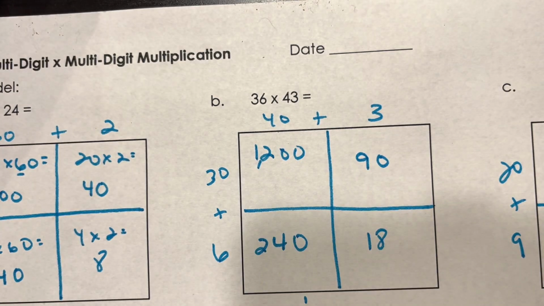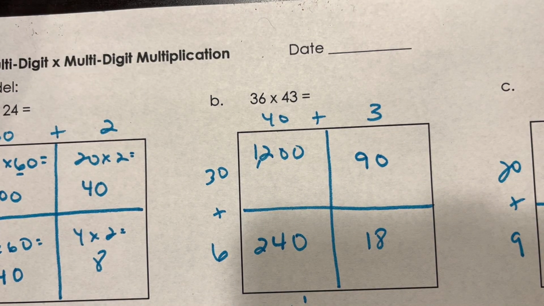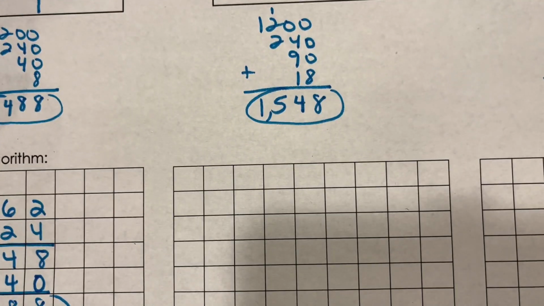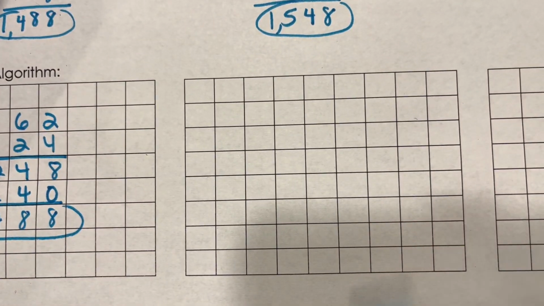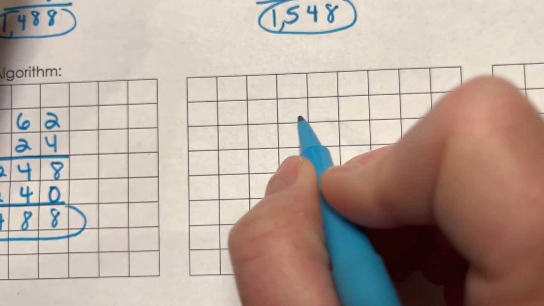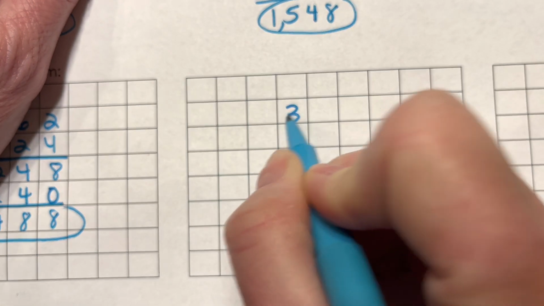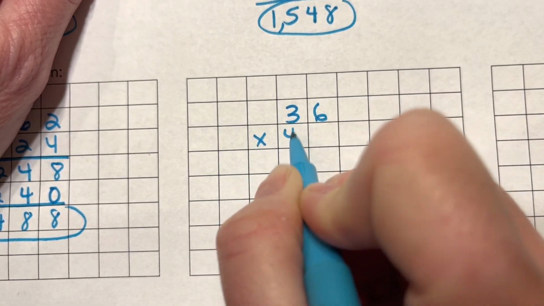It's 36 times 43, and it doesn't matter to me what order you write these in, okay? So I'm just going to put the first number on the top because they're both 2 digits. So 36 times 43.